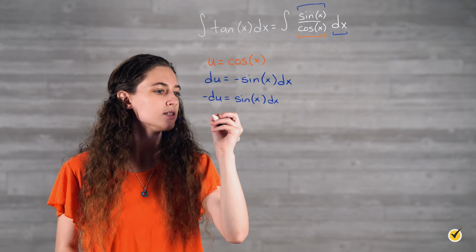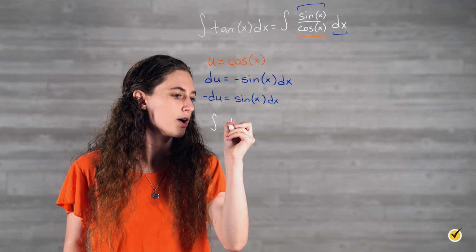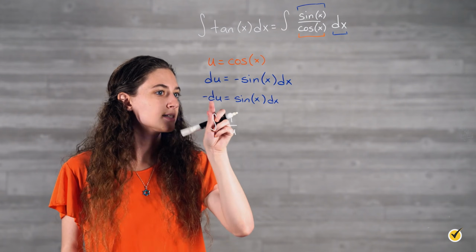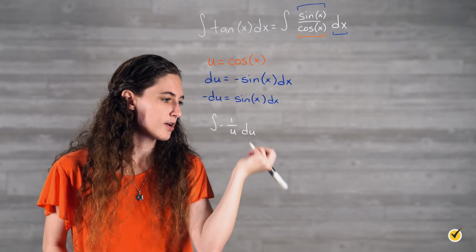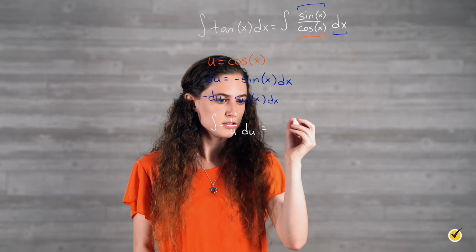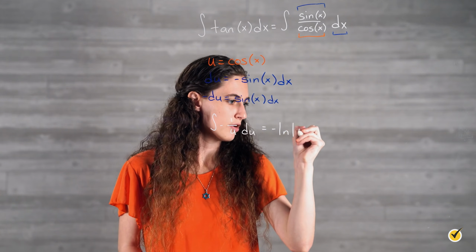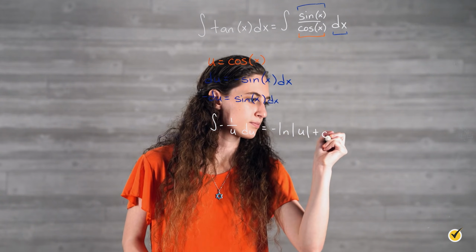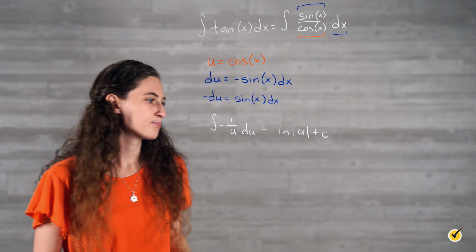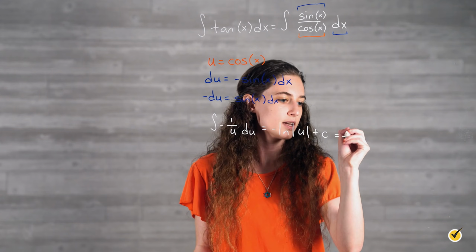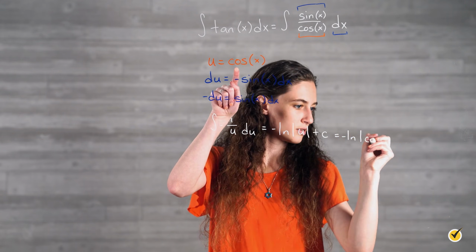So when we rewrite this, we'll have the integral of u is in our denominator, so 1 over u, times negative du, so we'll put du back here and I'm going to put the negative in front. When we integrate this, we get the negative natural log of u plus c. Finally, we're going to rewrite this in terms of x. So this is equal to negative ln of the absolute value of our u, which is cosine x, plus c.